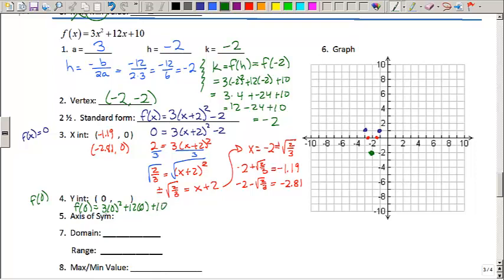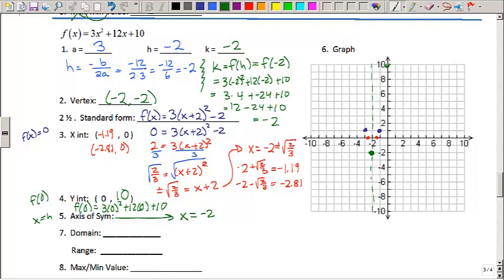In general form, this is really easy because 0 squared is 0 times 3 is 0. 12 times 0 is 0. So 0 plus 0 plus 10 is 10. Using my axis of symmetry, and my axis of symmetry is x equals h. In this case, my h is -2, and we can sketch that on my picture.